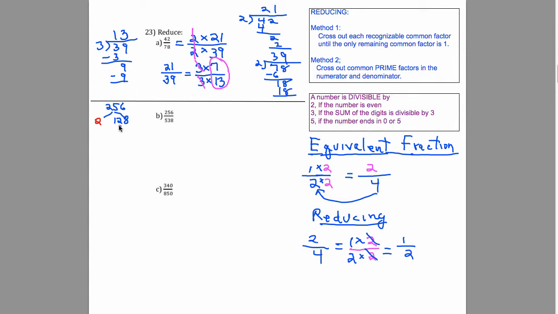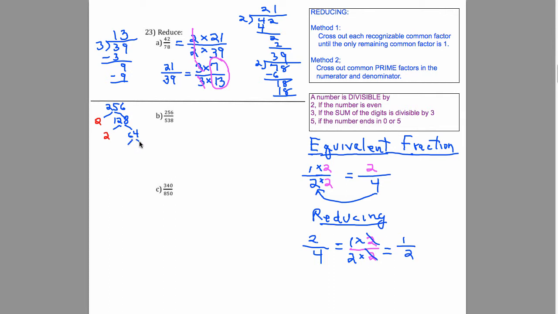128 we know is not prime because it's even. So 2 will be a factor of 128. Let's get the right color there. 2 will be a factor of 128. And 2 goes into 128 64 times. 64 plus 64 is 128.